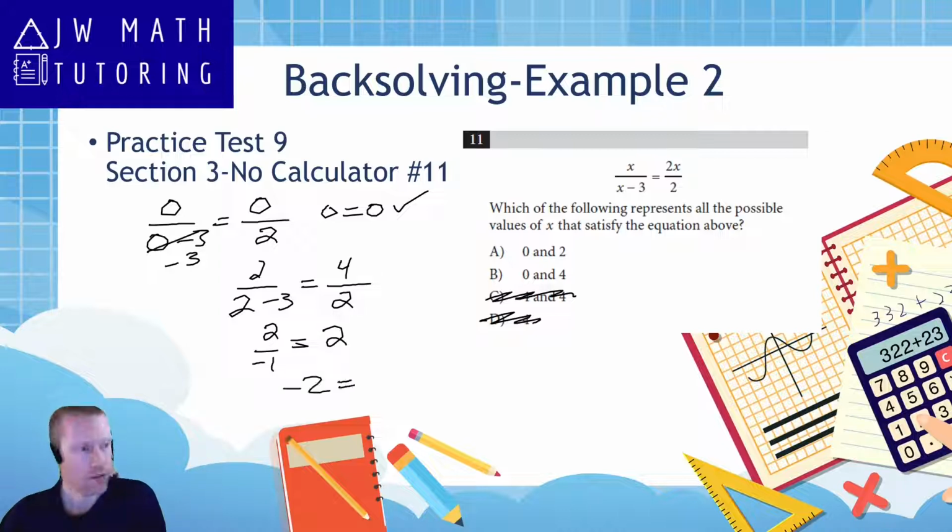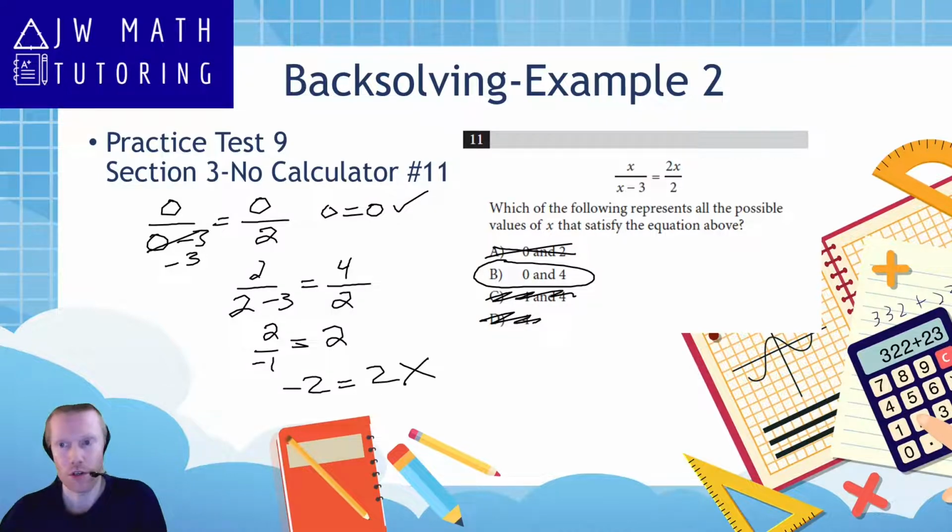So I get negative 2 equals positive 2. Notice these two numbers are not equal. Therefore, 2 is not a solution to this equation here. It does not satisfy the equation. So I would cross it out, and the correct answer is going to be letter B.